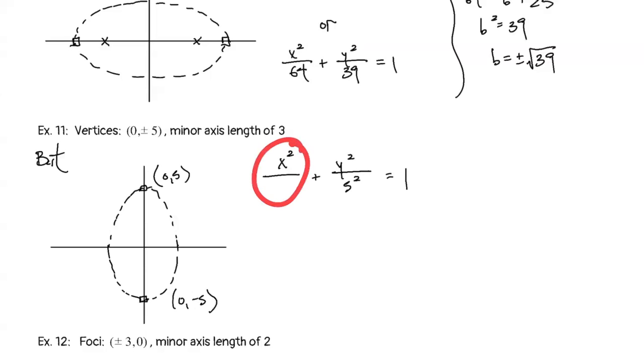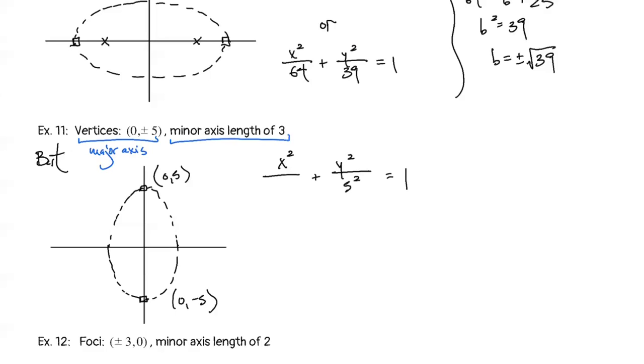Now, the number under x squared, is that going to be bigger or smaller than 5 squared? It's going to be smaller. Why is it going to be smaller? Because the vertices are on the y-axis, so therefore the minor axis is going to be on the x-axis. The vertices tell you about the major axis, but the minor axis is the shorter one, okay?